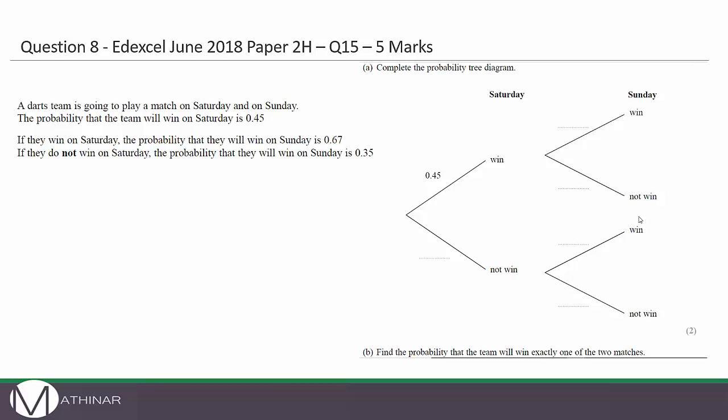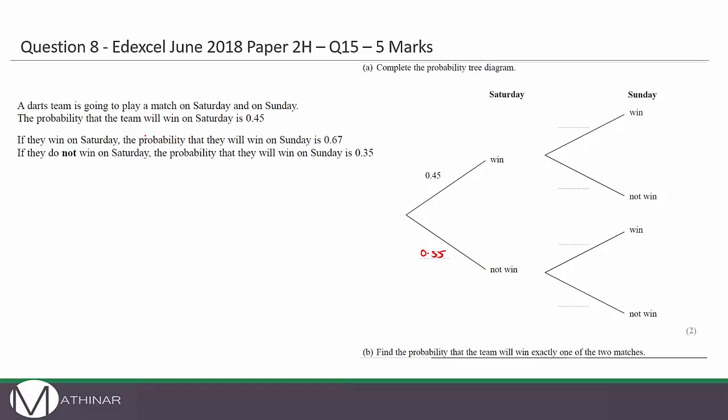Question 8. This has been taken from the Edexcel June 2018, paper 2 higher. This is question 15 and it's worth a total of 5 marks. The darts team is going to play a match on Saturday and on Sunday. The probability that their team will win on Saturday is 0.45. That means the probability that they will not win would be 1 minus that, so that's going to be 0.55.